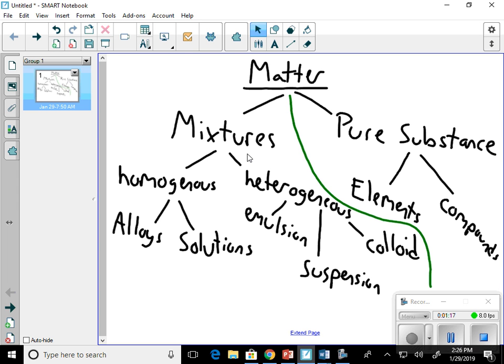Now, in this flow chart, there's two types of mixtures, homogeneous and heterogeneous. Homogeneous things look the same throughout. For example, alloys. We talked about alloys last semester when we talked about metallic bonding. Now, on my previous slide, amalgam is a specific type of alloy that has mercury, not a vocabulary term that you need to be aware of.